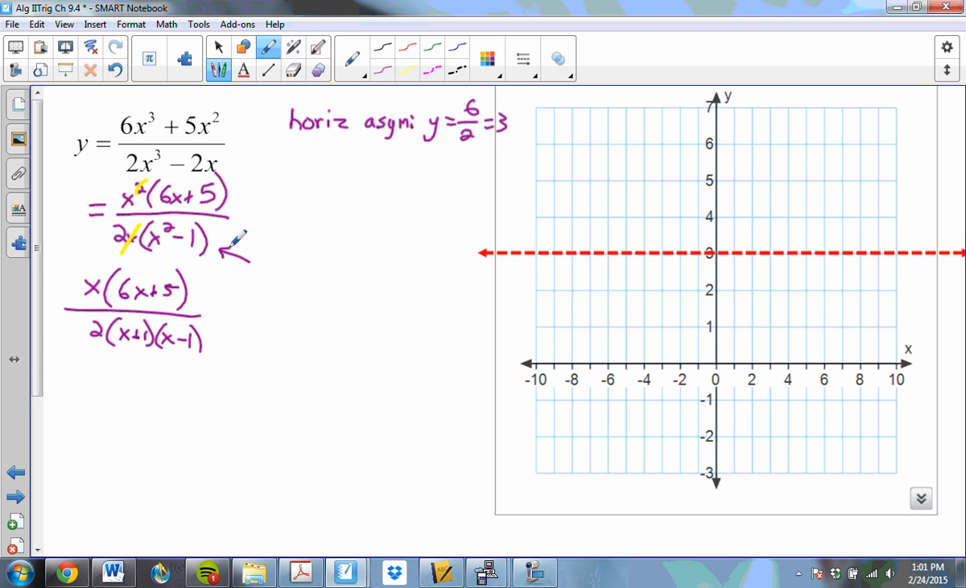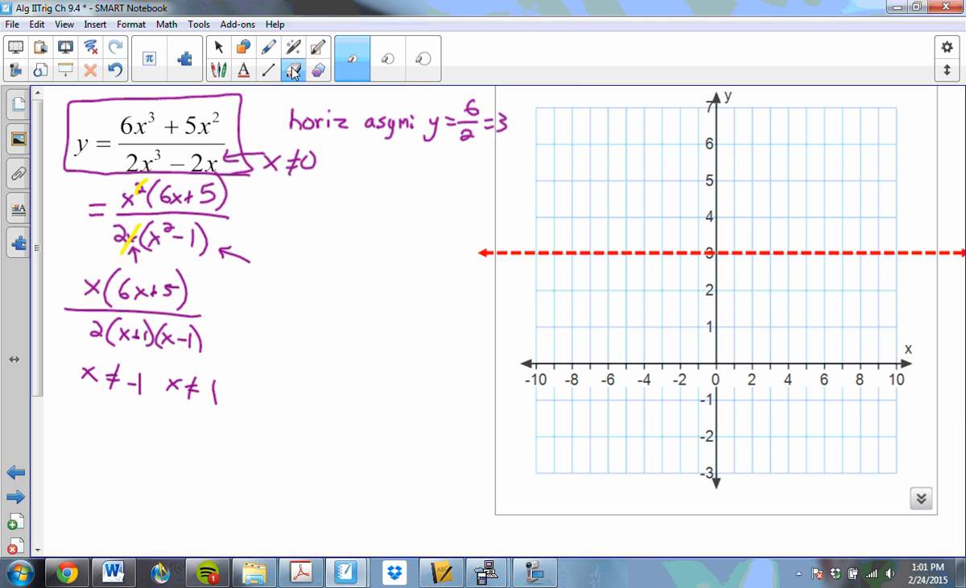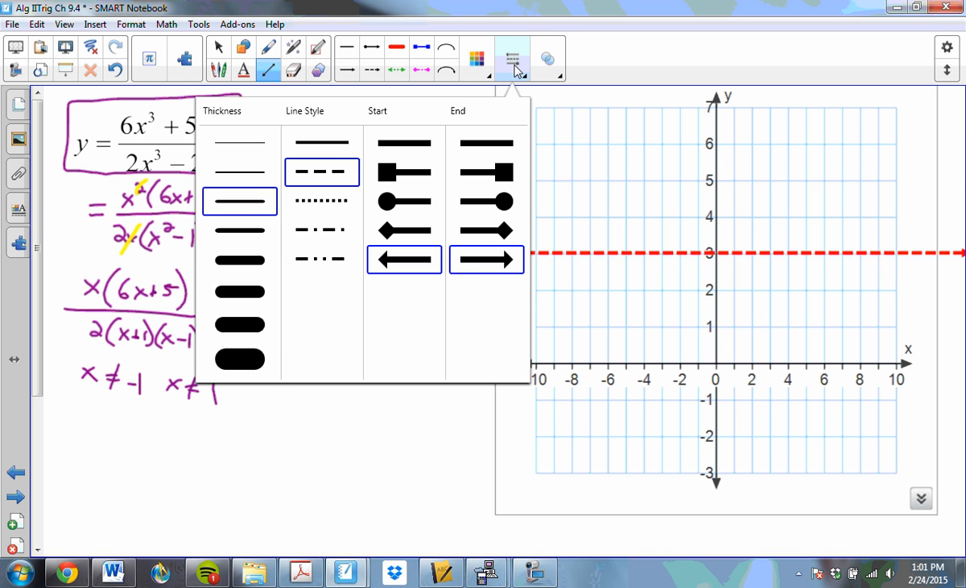So now I can tell that x cannot be negative 1 and x cannot be 1. Originally, in the original problem, we might have actually thought that x also can't be 0. So if x is 0 here, we get 0 minus 0, which is 0, and we can't divide by 0. But since the x on the bottom canceled when I simplified, it doesn't actually matter. That issue kind of got resolved when I canceled those x's. So I know that x cannot be 1 and x cannot be negative 1.